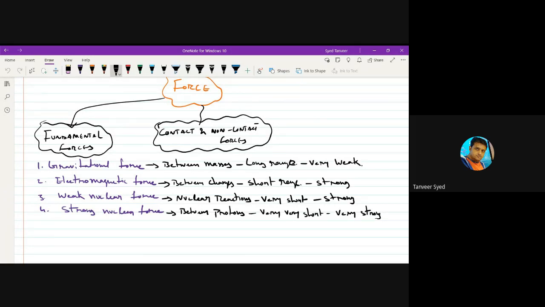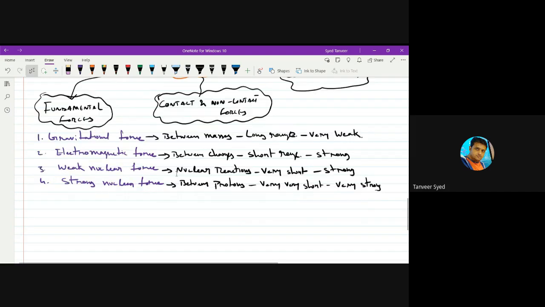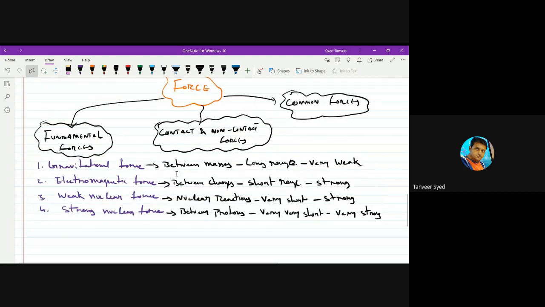Contact, non-contact forces. Another type is common forces, which we have to study now. There are 4 or 5 types of common forces which we see in our day-to-day life, which we should understand in a technical way. Like tension is there, friction is there, spring force is there, normal reaction is there. We should understand these forces. Okay, we will do that tomorrow.